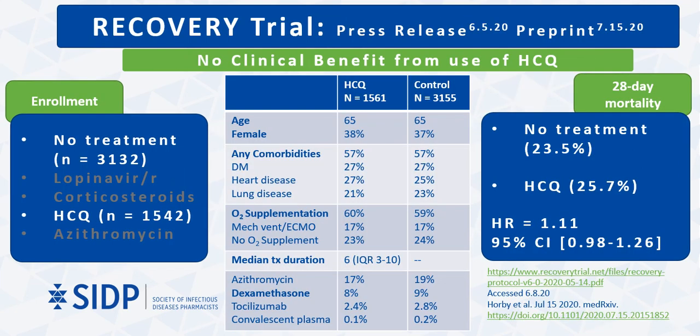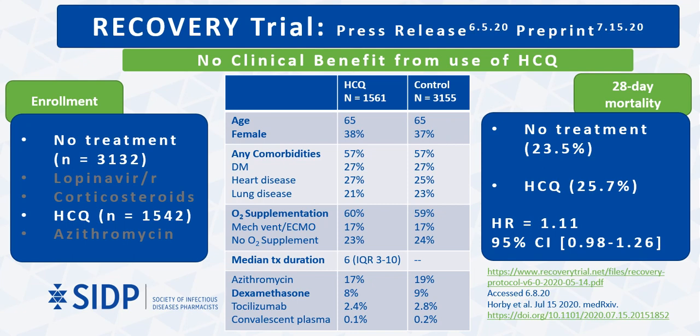Results from the RECOVERY trial were released initially as a press release on June 5th and then as a preprint on July 15th. Altogether, 1,542 patients received hydroxychloroquine and were compared to 3,130 patients who received no treatment. The table in the middle shows their baseline characteristics, and you can see that overall the two treatment groups are very well matched in terms of age, sex, and comorbidities.